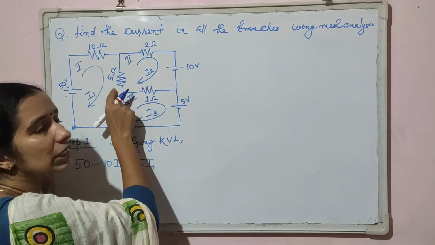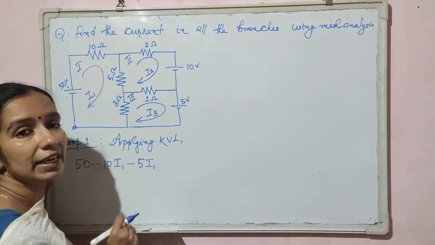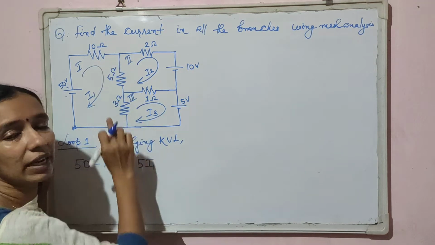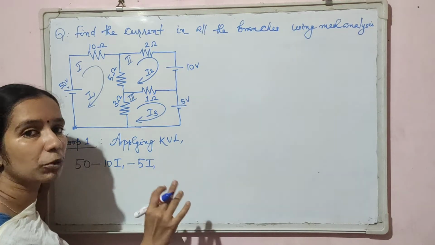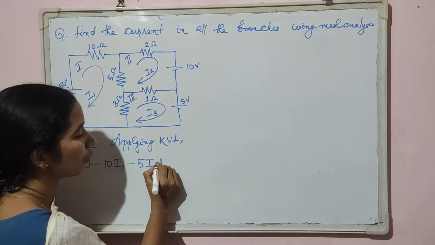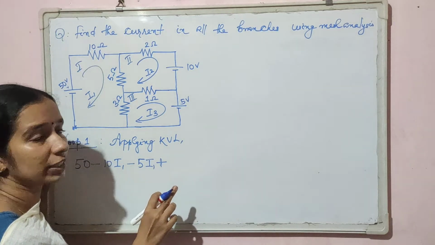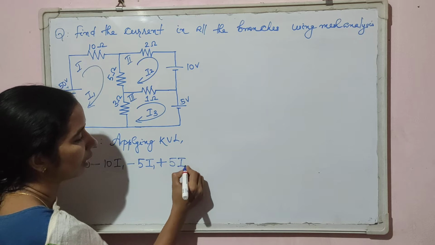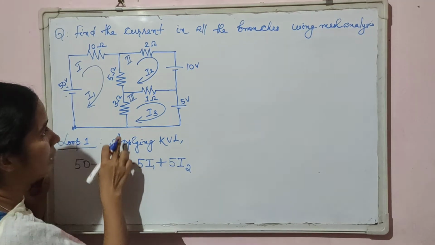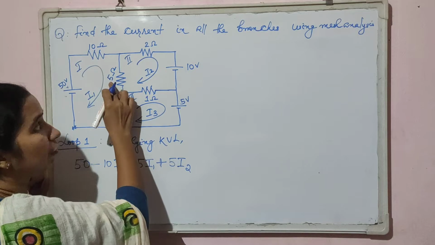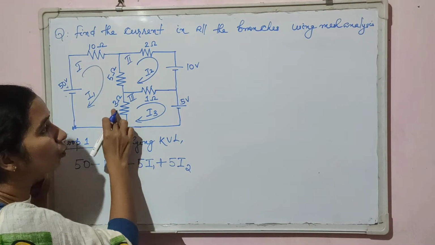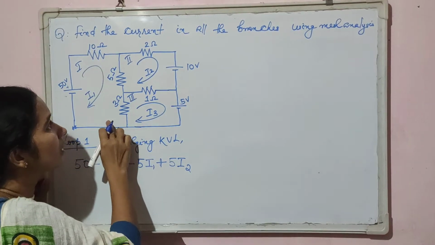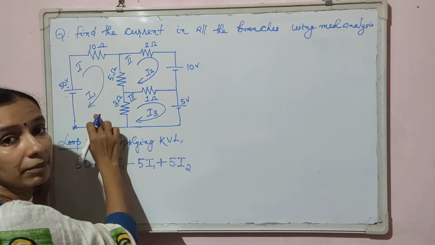So voltage drop on this 5 ohm resistor due to the current I2 will be positive. Current flow and the direction in which I am moving are opposite. So there is a potential rise, and the voltage drop across the resistor should be taken as positive, that is 5 into I2. Now I have considered the 5 ohm resistor, and the next component of loop 1 is this 3 ohm resistor. I am moving in this direction. Current I1 is also flowing in the same direction.